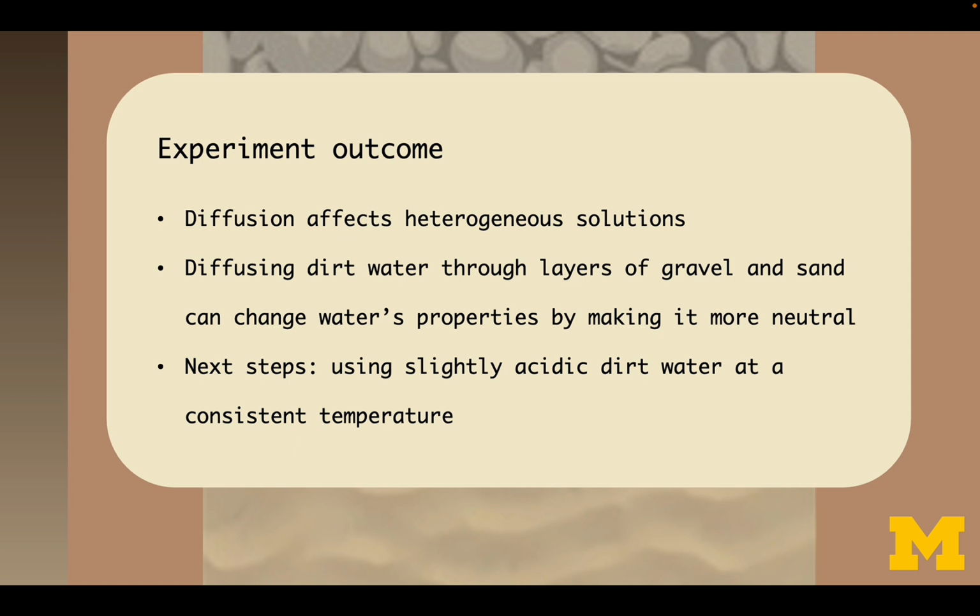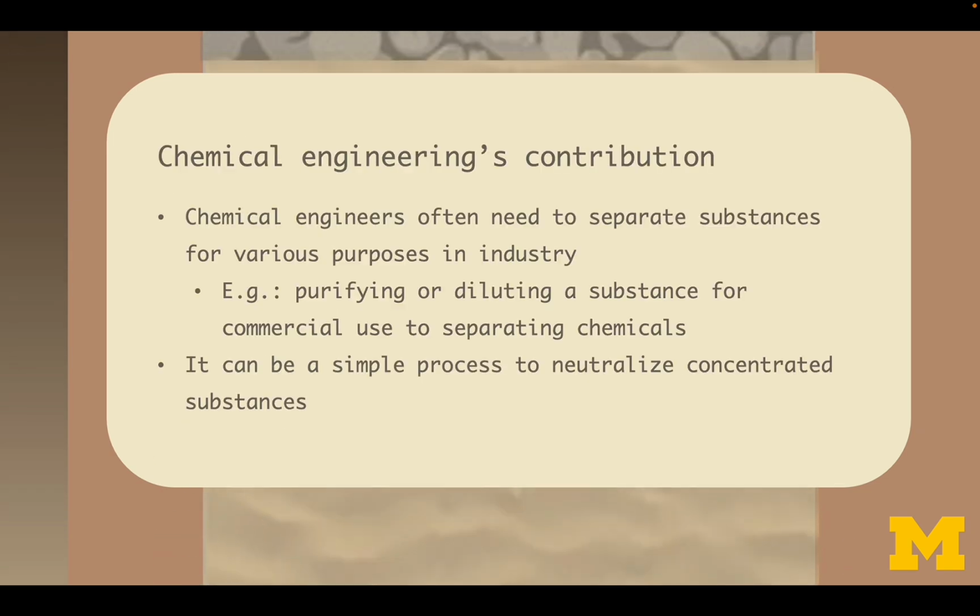This experiment showed that diffusing dirt water through layers of gravel and sand, thus removing the impurities, can change water's property by making it more neutral. In the future, slightly acidic dirt water at a consistent temperature can be tested to see if a general pattern is observed and can further support the same conclusion.